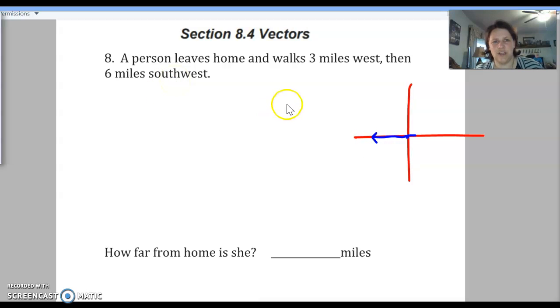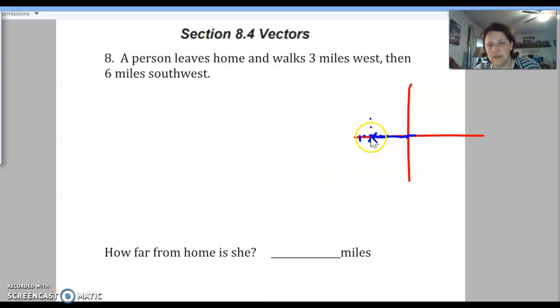So every time we turn, we are going to think of having a little tiny, another quadrant right here. So just kind of think of this being another axis. Okay, so we're going to be going southwest from this point, which is going to be 45 degrees from the y-axis. So southwest from there is going to be 45 degrees from the x-axis. Okay, and then they're going to walk 6 miles.